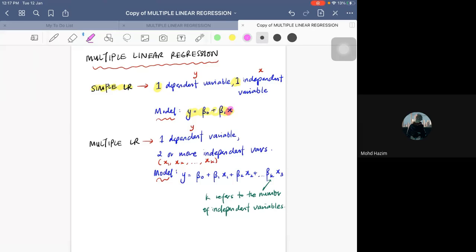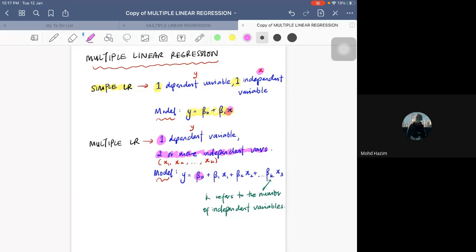In multiple linear regression, you have one dependent variable. The y is still the same; there's only going to be one y. But now you can have two or more independent variables. So instead of having only one x in your model, you can have more than one x, depending on how many you have. For example, if you have three, then you have x1, x2, and x3. If you have two, there's only x1 and x2. Basically, this is going to be our model.